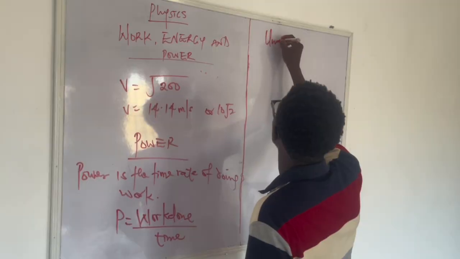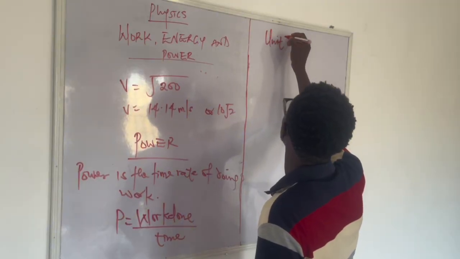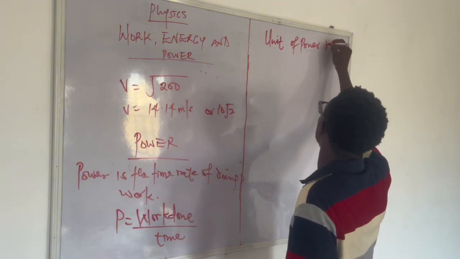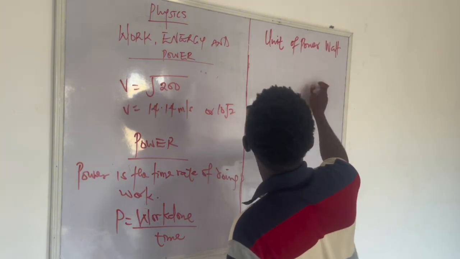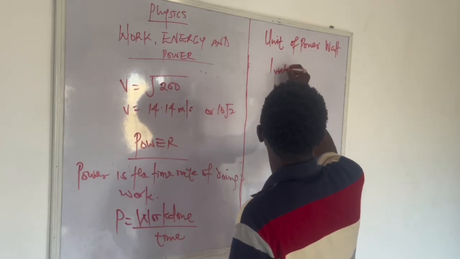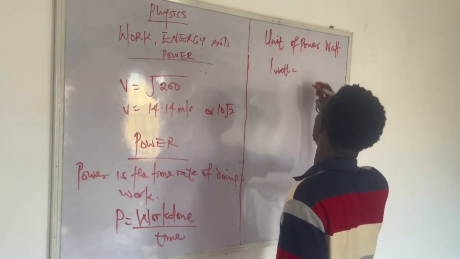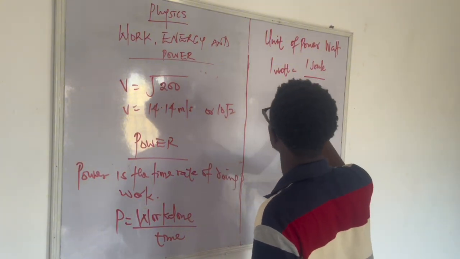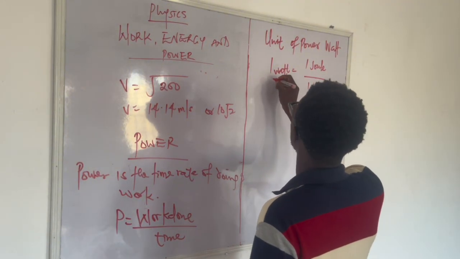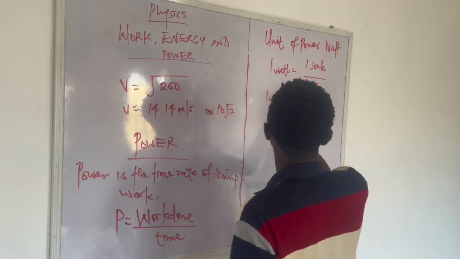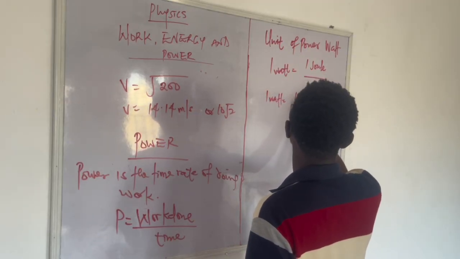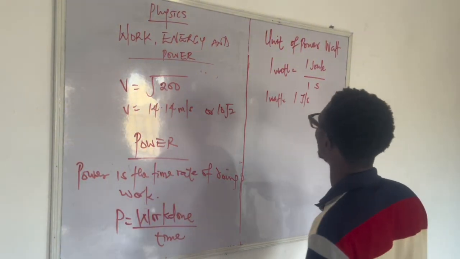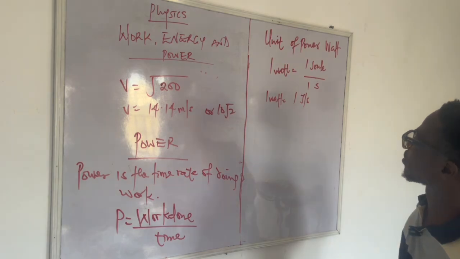The unit of power is measured in watts. So 1 watt equals 1 joule over 1 second, since the unit for work done is joule and the unit of time is seconds. So we can say that 1 watt equals 1 joule per second.